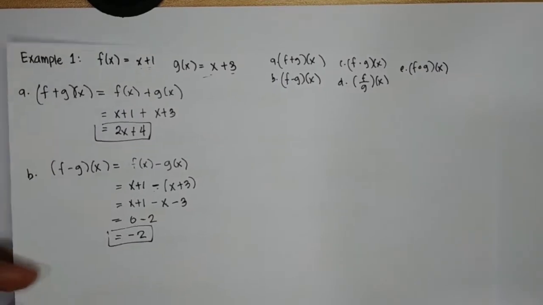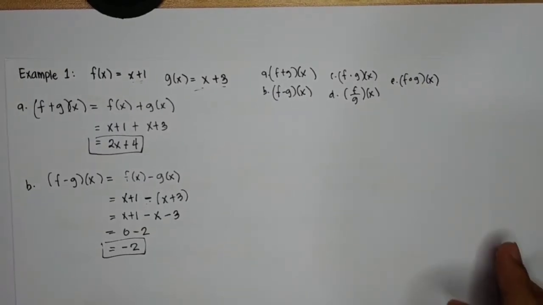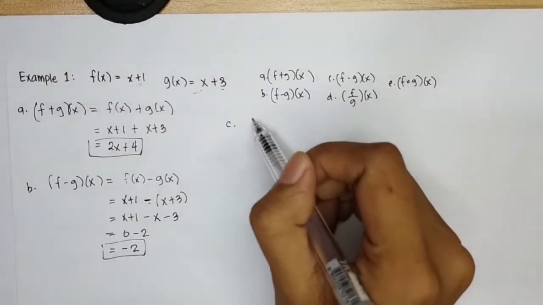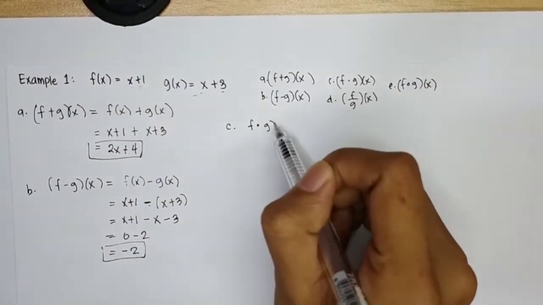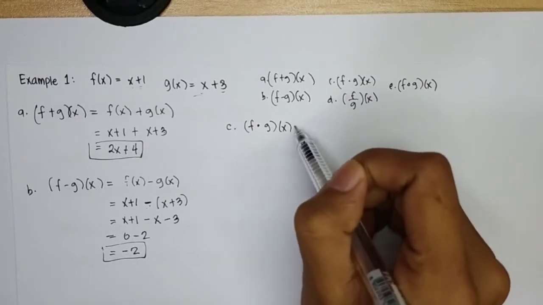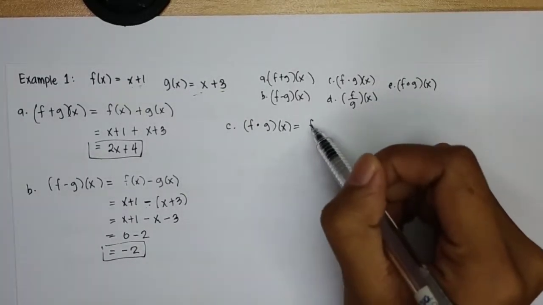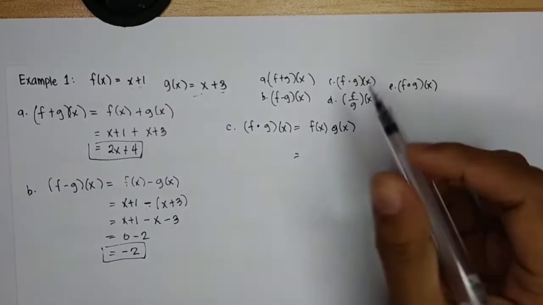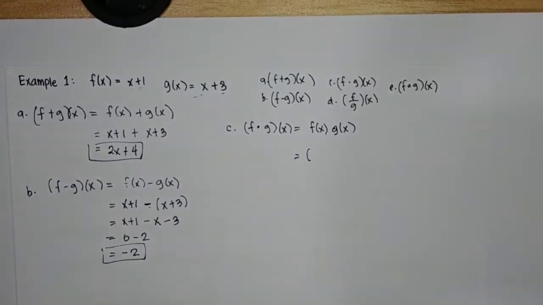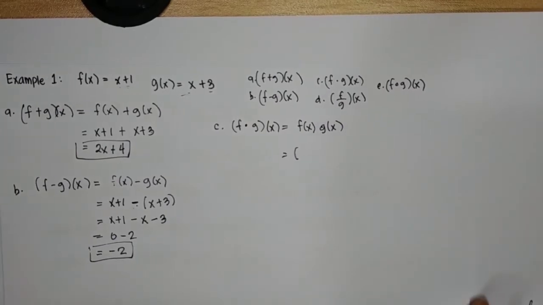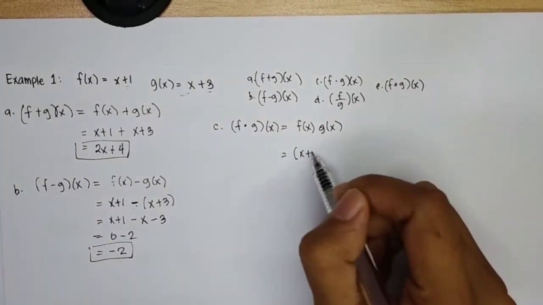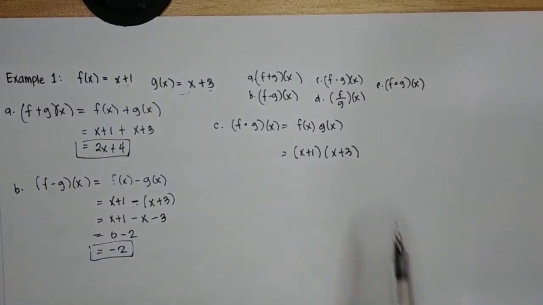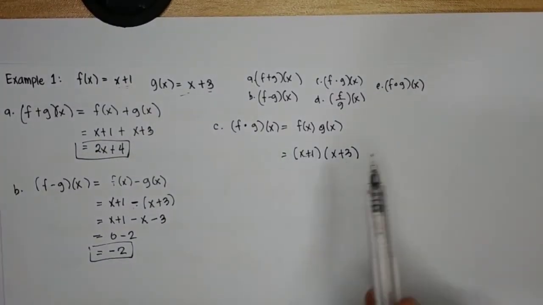Okay? So let's proceed with letter C. We have f times g of x equal to f of x times g of x. So let's just copy the values. We put them in parentheses since we are going to multiply. That will be x plus 1 times x plus 3. This is our f of x, and this is our g of x.